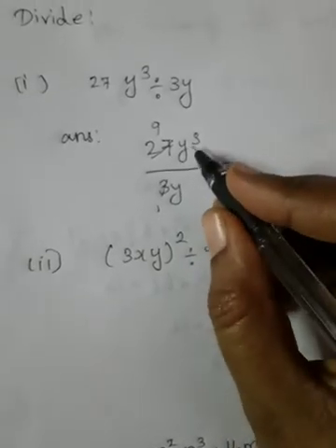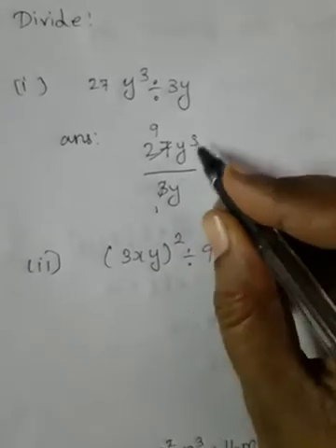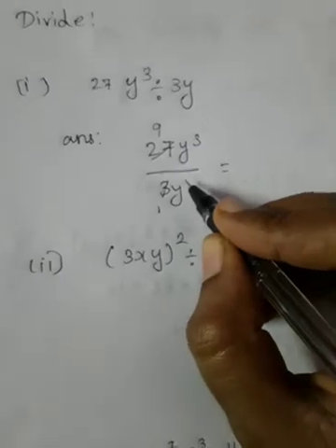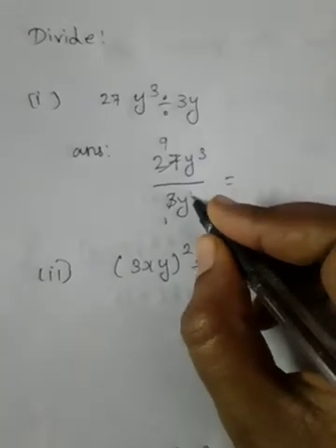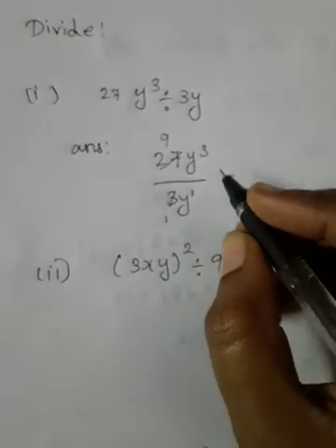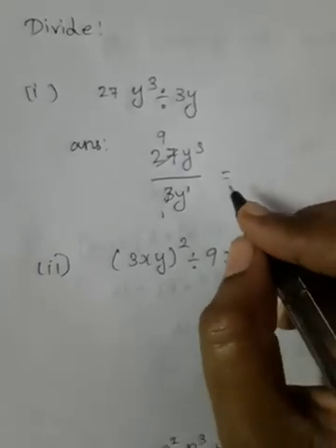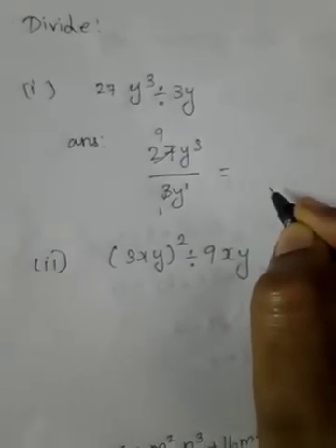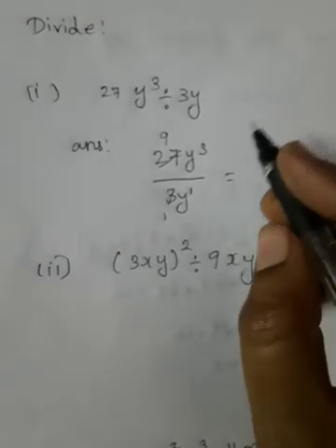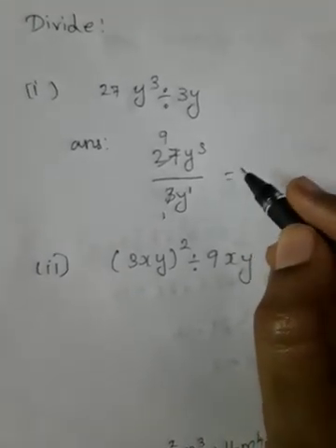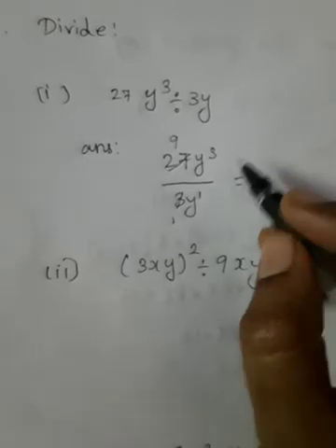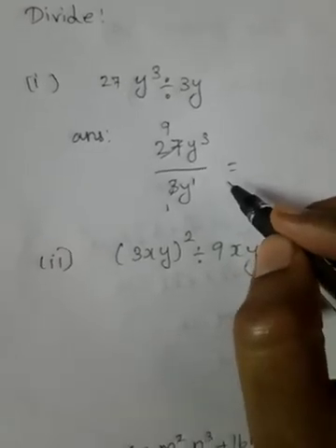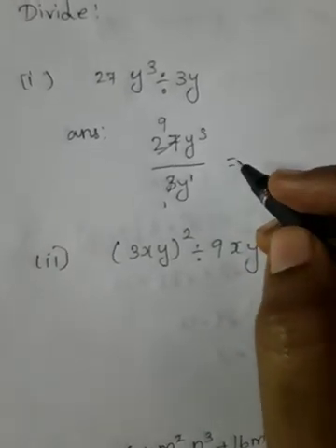So y cube divided by y. Here there is no power, so we can consider as 1. Okay, so we know that multiplication and division are just opposites. Am I correct? So when you are multiplying two variables, you will add the powers. So if it is a division, what do you want to do? Very simple. You want to do the subtraction.